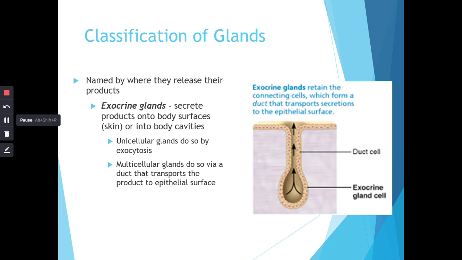Exocrine glands have this duct. Here's our duct, which is basically a pathway. The products are secreted by the gland, go out through the duct, and reach some type of surface or internal part of the body. Examples are sweat, oil, saliva, earwax, and mucus. A lot of those things are kind of gross to think about, but they are products of our very abundant exocrine glands, which are very necessary.